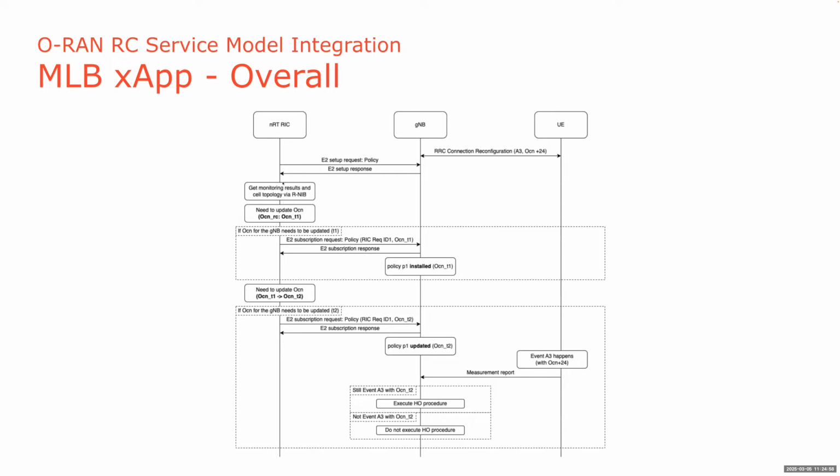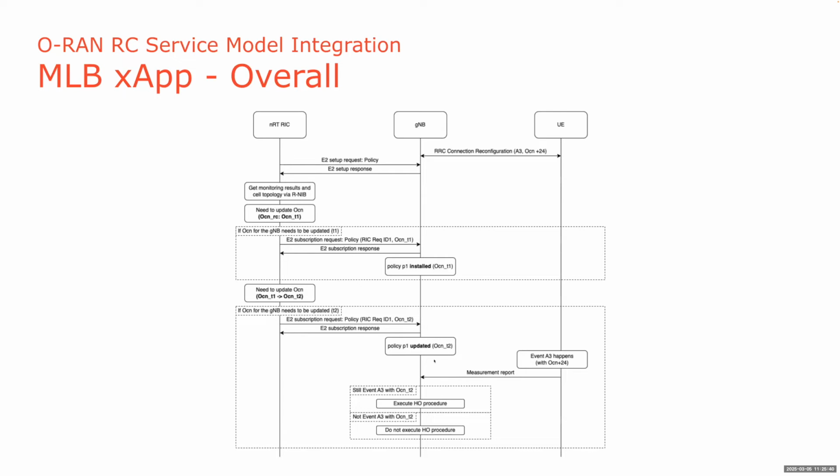So once it's received, then like I mentioned, it works periodically. In T1 time, if the xApp thinks the OCN value should be changed by reducing or expanding the handover region, then the xApp sets up the policy to this GNode B. And next time, in T2, if the OCN should be changed again to change the handover region, then that xApp sets up the policy to the GNode B again.